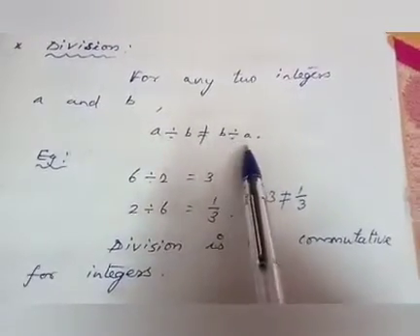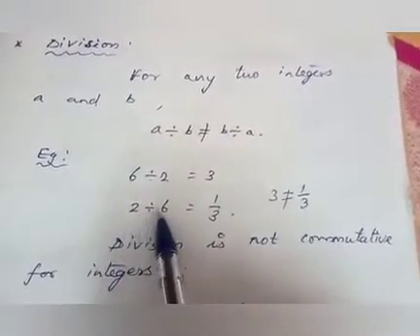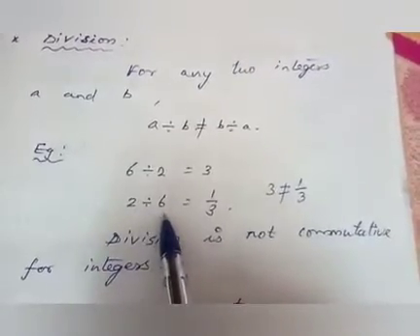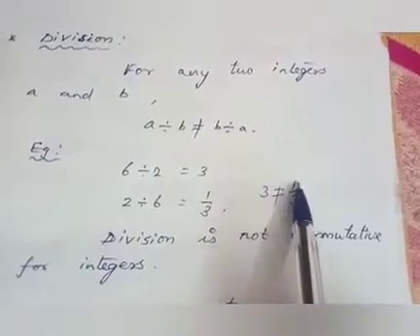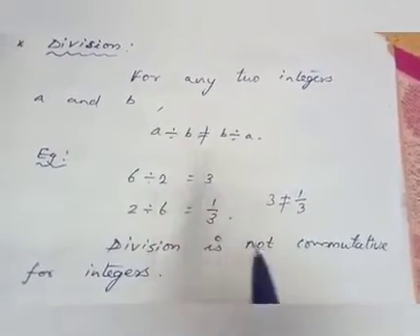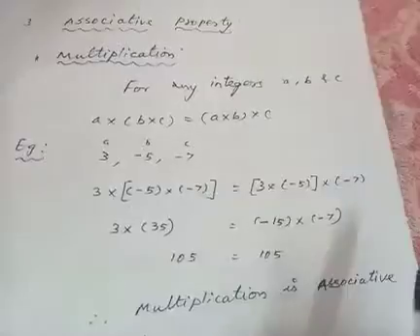But b divided by a. So b's value is 2, a value is 6. 2 divided by 6 is equal to 1 divided by 3. Here 3 is not equal to 1 divided by 3. So division is not commutative for integers.